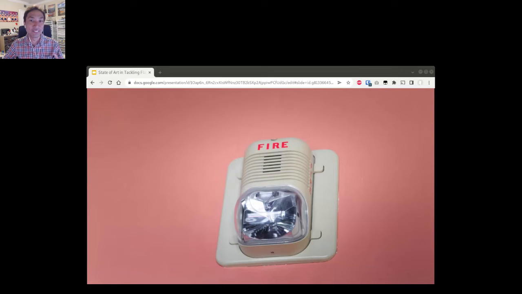So when you, as a DevOps engineer, lose your credibility like that, that sort of gets in the way of anything else that you might try to do. And so that's ultimately why I think keeping the fire alarm intact is important.